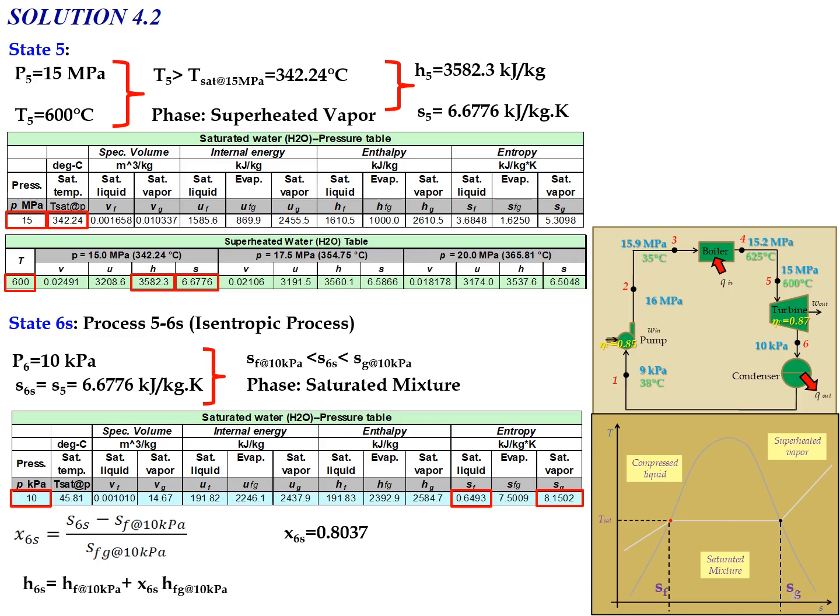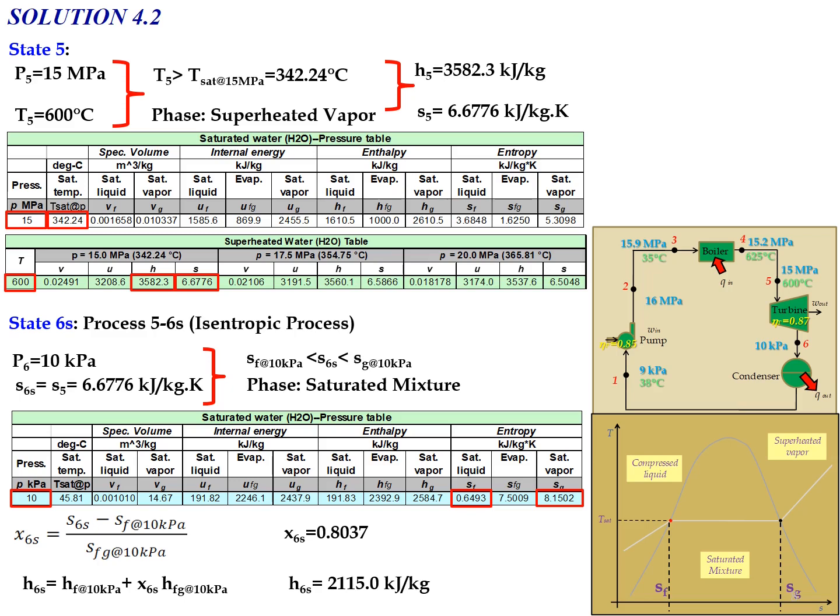So now, in order to determine the enthalpy at state 6S, use the enthalpy equation where H6S equals HF at 10 kPa plus X6S multiplied by HFG at 10 kPa. The values of HF and also HFG at 10 kPa you can determine from the saturated water table at 10 kPa. Substitute the values. So the enthalpy value for state 6S will be equal to 2115.0 kJ per kg.